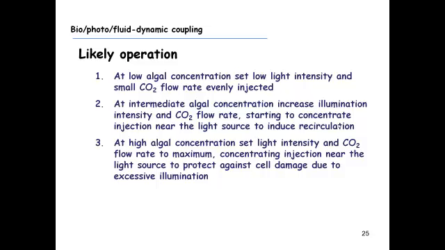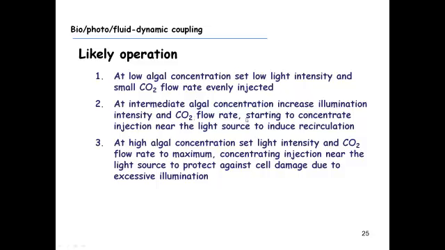So this shows that things are quite complex actually, and a very likely operation in an optimized photobioreactor would be something like this. At low algal concentration, it would be interesting to set a low light intensity and small CO2 flow rate evenly injected at the bottom of the photobioreactor.